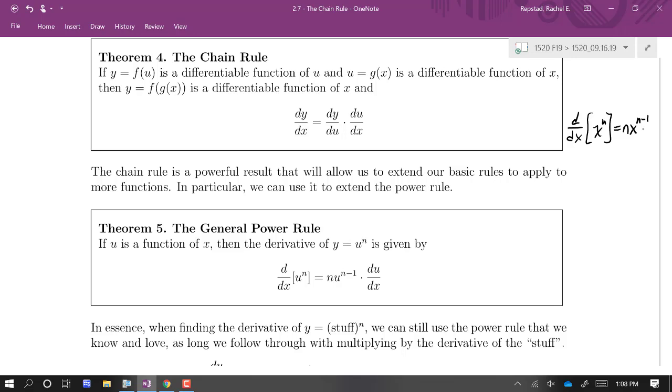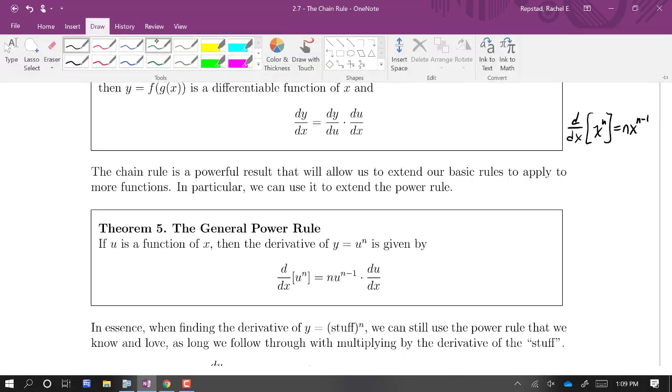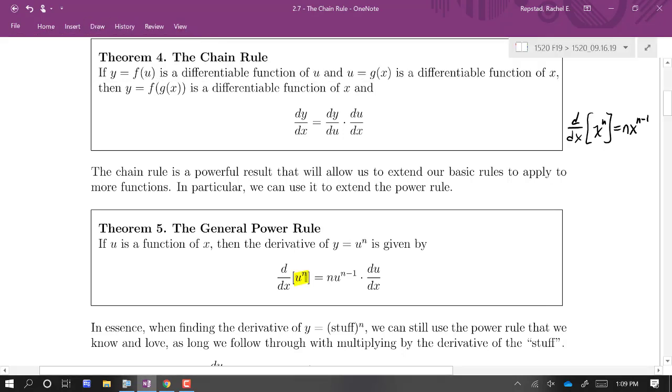Now what we're going to do is say, what if I'm not just raising x to a power, but I'm raising some stuff to a power, like parentheses, some stuff that's a function of x that I'm raising to some power. What the general power rule says is that I can still use that rule, the n x to the n minus 1. I can use the power rule on this, bring the n down, n times u to the n minus 1. I just have to remember to follow up by multiplying by the derivative of the stuff inside. So that's basically what this is.